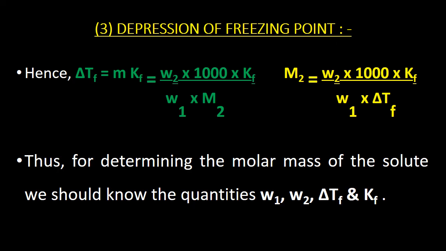Hence, delta Tf is equal to m into Kf, which is equal to W2 into 1000 into Kf divided by W1 into M2. The molar mass of the solute can be calculated as M2 is equal to W2 into 1000 into Kf divided by W1 into delta Tf. Thus, for calculating the molar mass of the solute, we should know the quantities W1, W2, delta Tf and Kf.